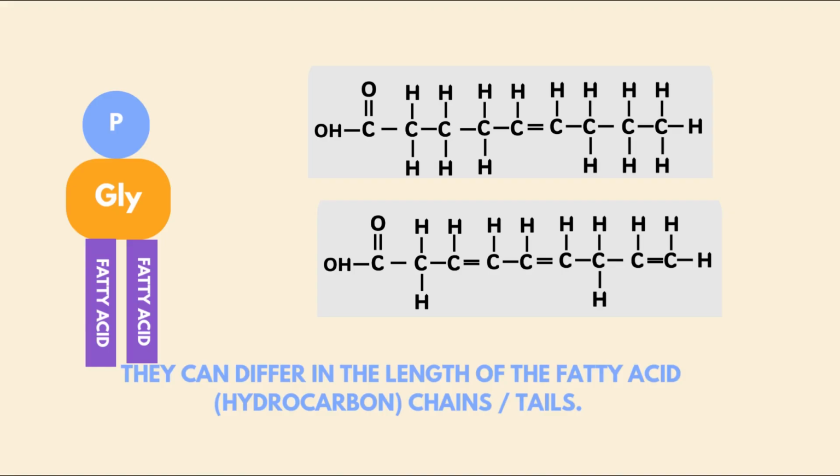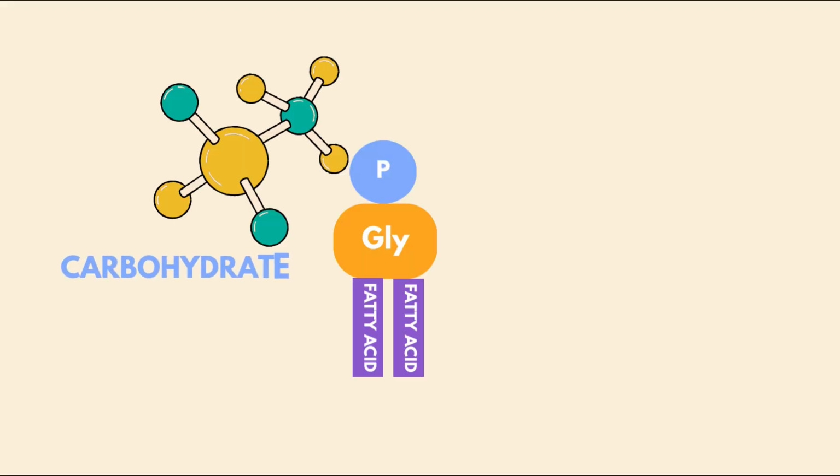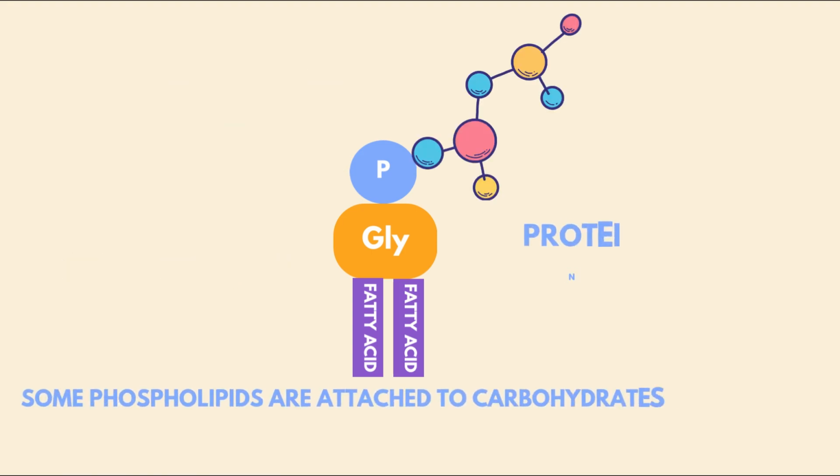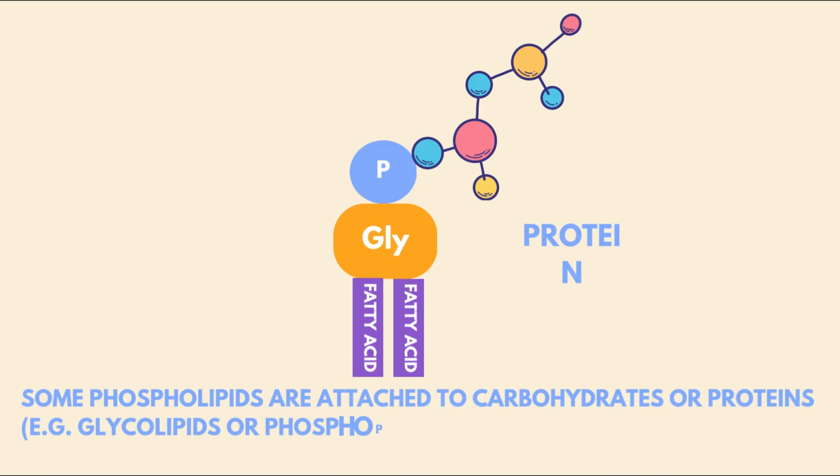And finally, if you look further, the phosphate group in some phospholipids can be attached to different groups like carbohydrates or proteins. So these are the possible ways how two phospholipids can be different from each other.